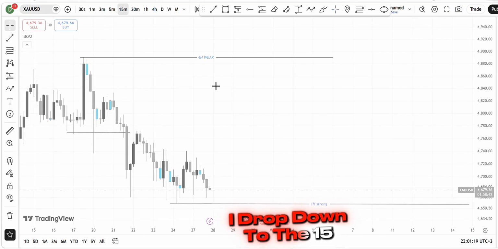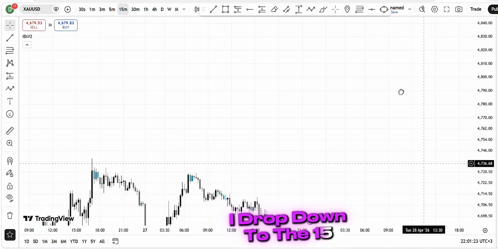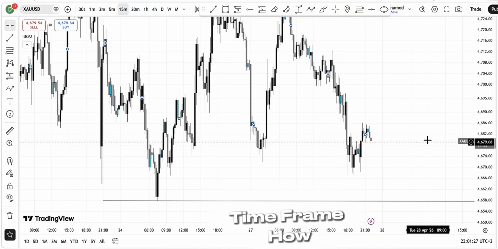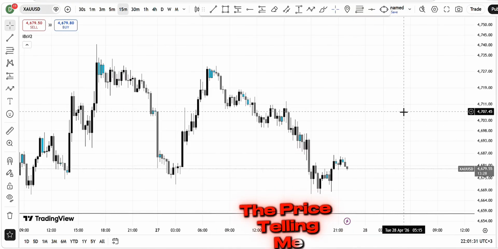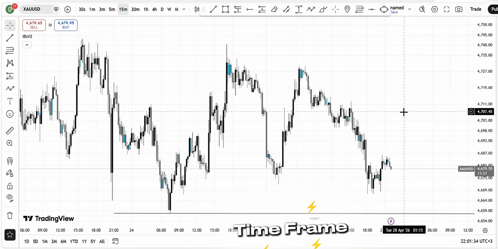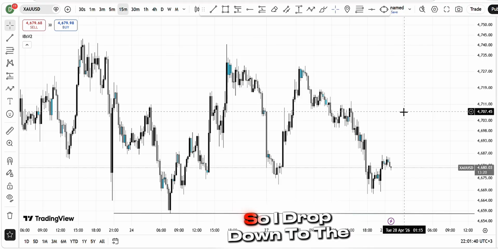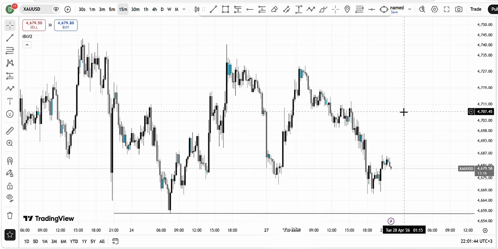So what do I do? I drop down to the 15 minutes. This is how I approach it. I drop down to the 15 minutes to understand the market in the median time frame. How is the market moving? What is the price action? What is the price telling me in the middle time frame? In the higher time frame, the price is telling me we are currently in a downtrend. The sellers are in control of the market. So I drop down to the middle time frame, which is 15 minutes to me.